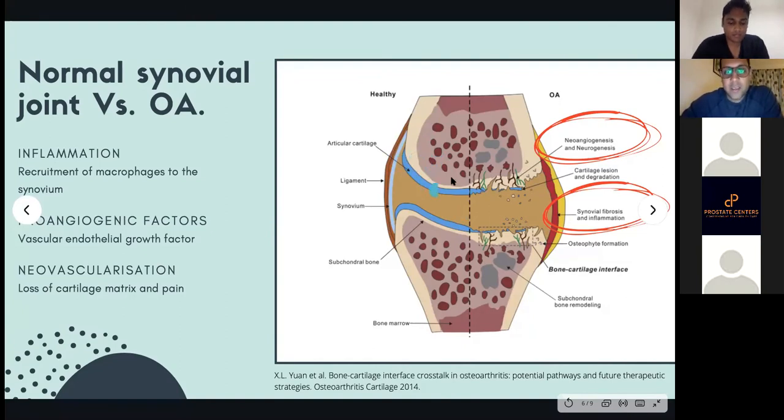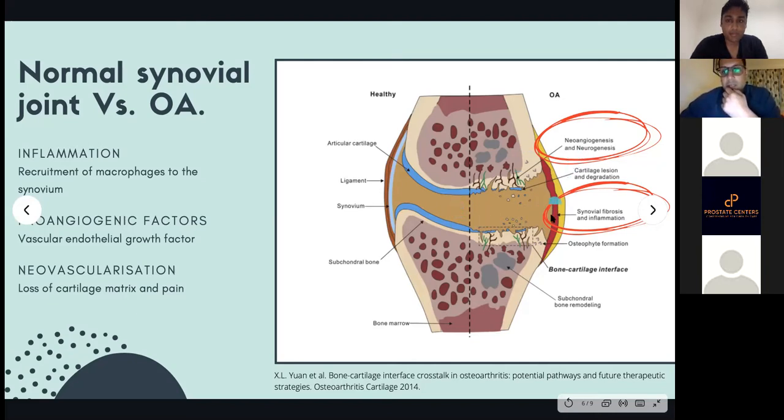Beneath it, you have the chondral junction, osteochondral junction, which supplies nutrients to the articular cartilage, as well as the synovium. And the synovium secretes synovial fluid, which again nourishes the cartilage, which doesn't have a blood supply.